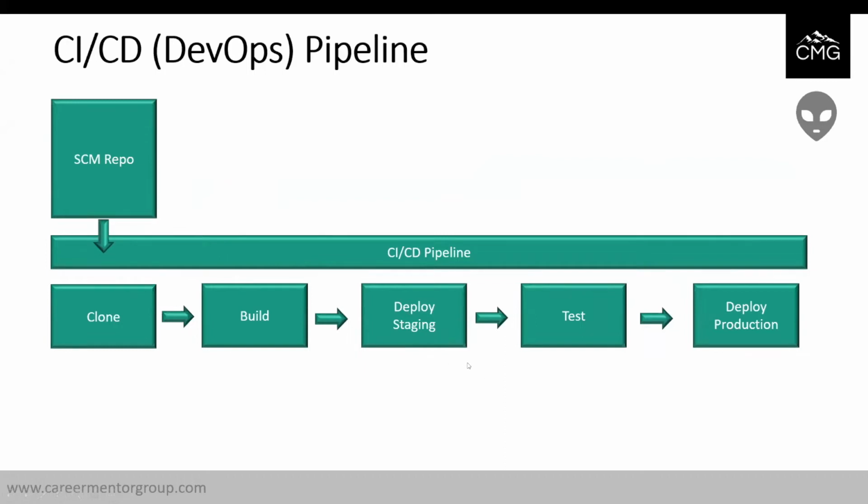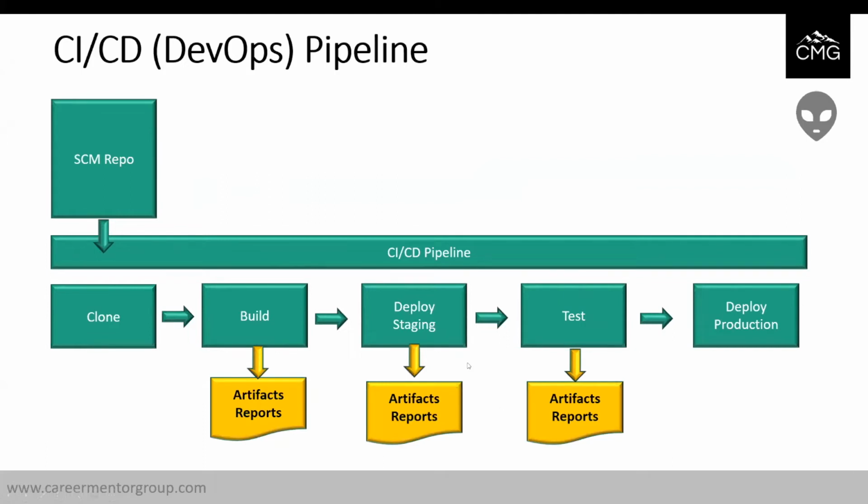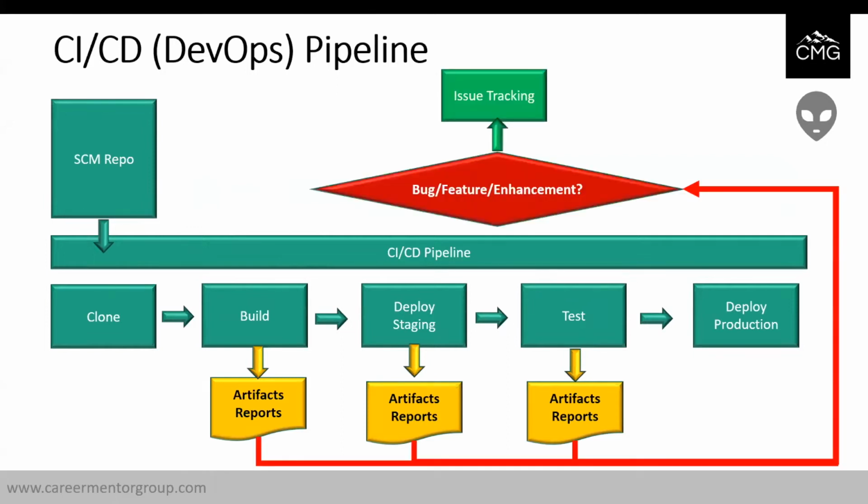At each stage, we can produce artifacts and reports. And that is the output of the build, the output of the deployment, the output of the testing, and then any monitoring that you're doing on the production environment. With those artifacts, you typically feed back into your issue tracking system or your workflow tracking system for bugs, features, or enhancements. However, if you think about the other use cases I mentioned, naturally this could be any workflow.